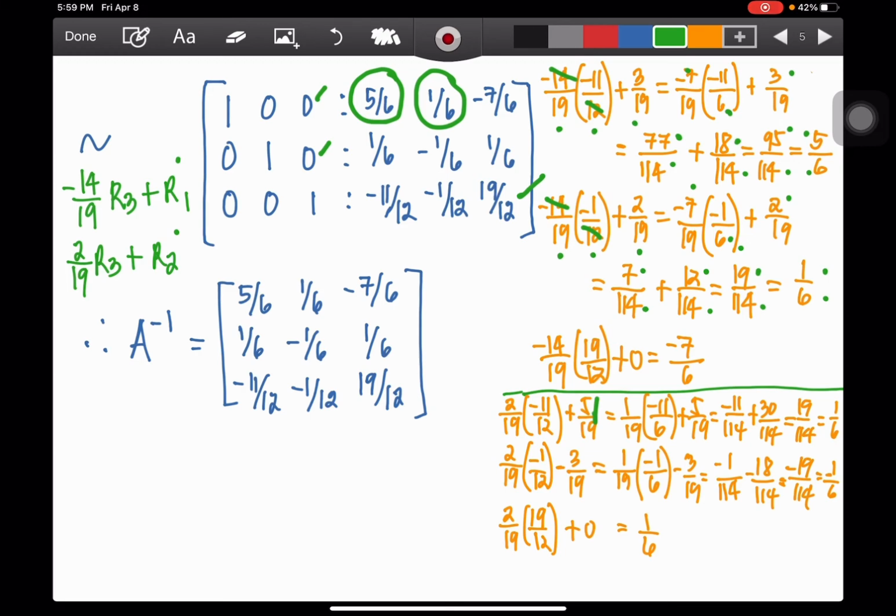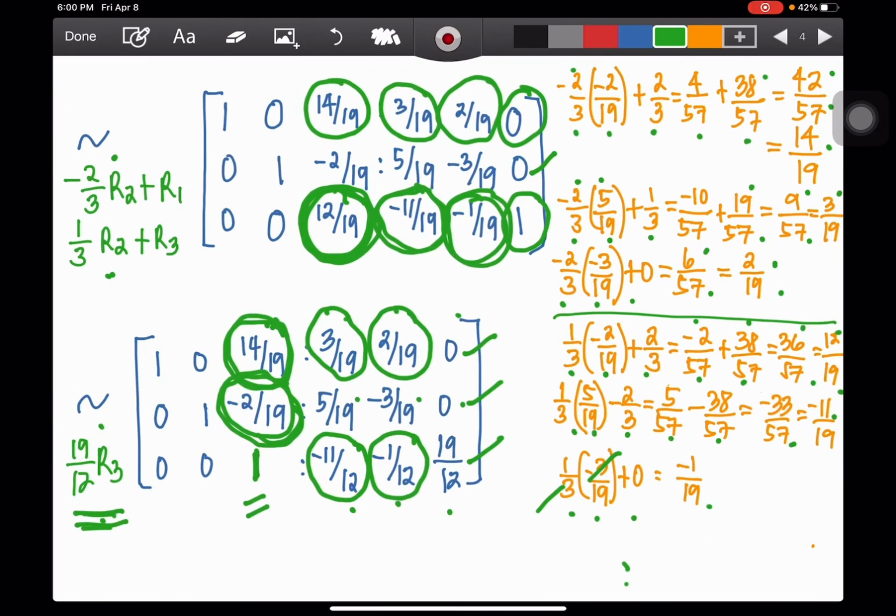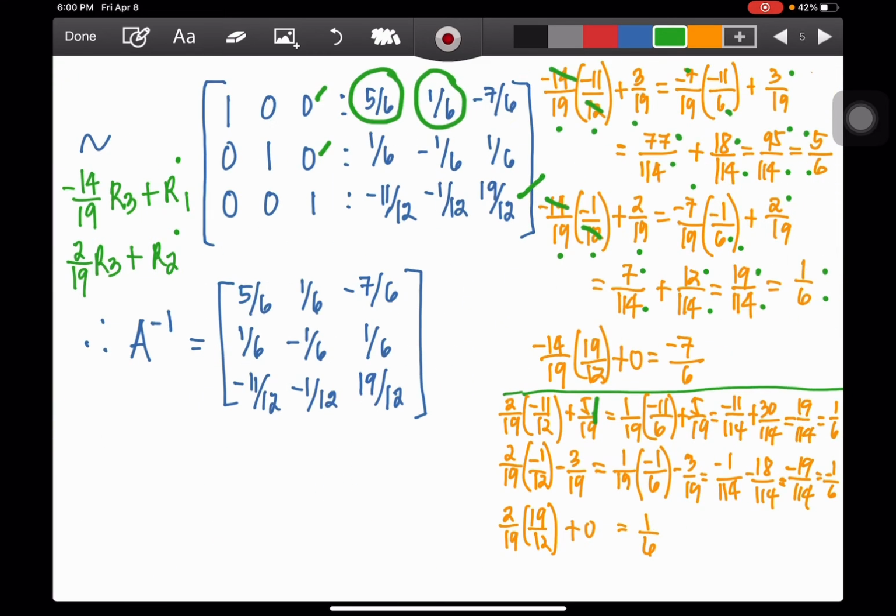Alright, so let's go back. So you have negative 14 over 19 times 19 over 12 plus 0. So it's cancelled. This one is also cancelled. So we have negative 7 over 6. Okay, so we're done with row 1. Let us now proceed with row 2.